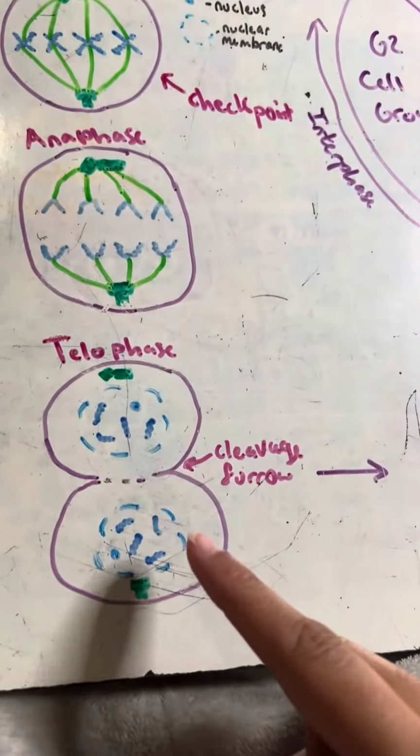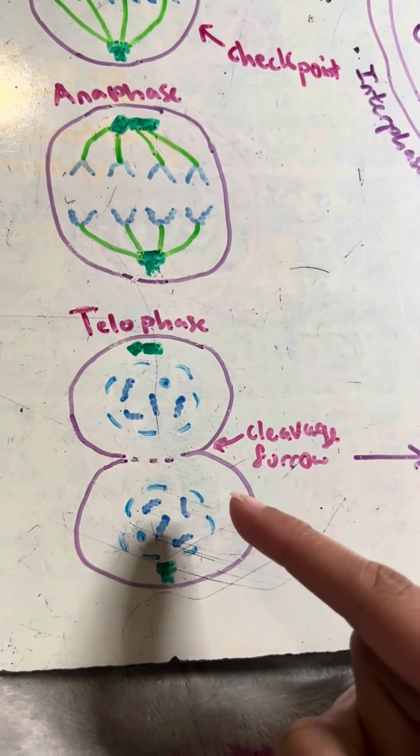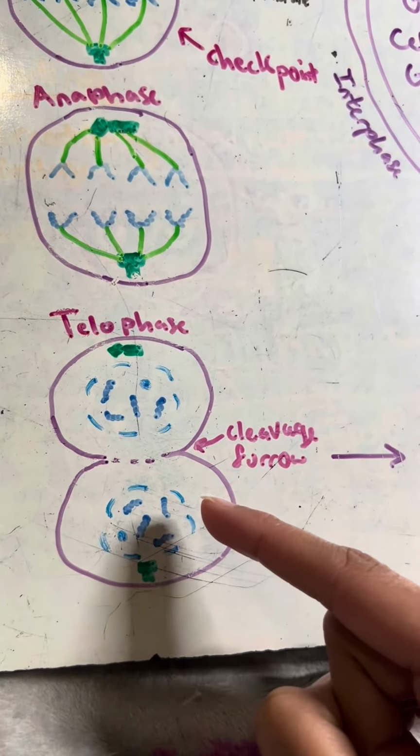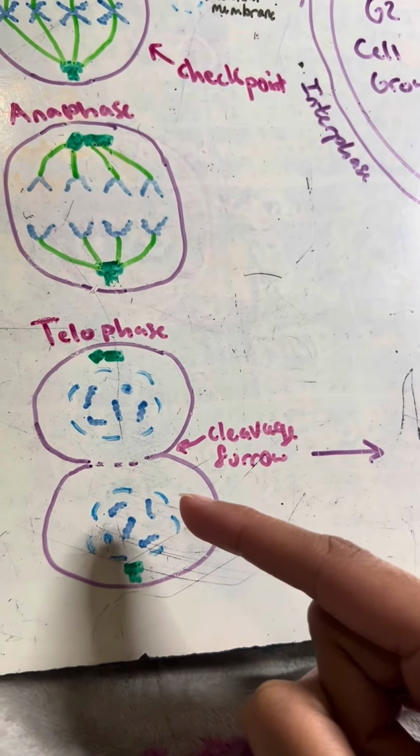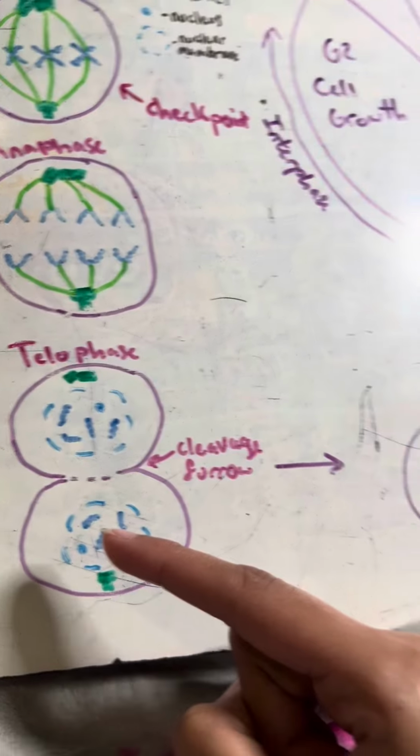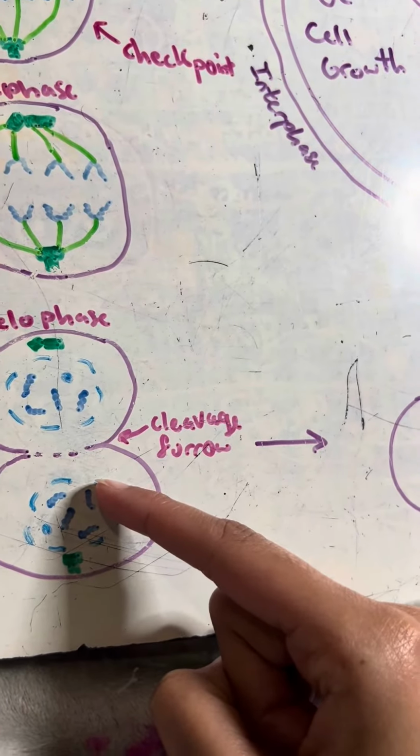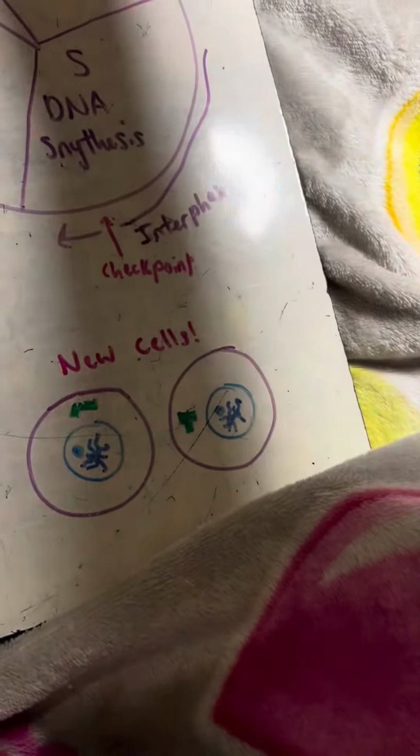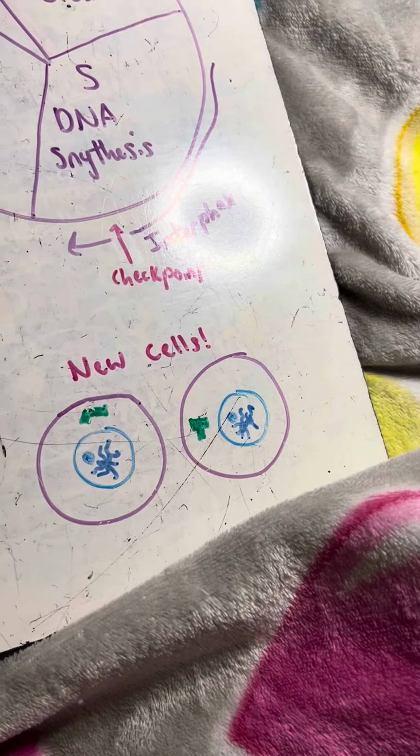Lastly, telophase. In this phase, the chromosomes start to decondense, the spindle fibers disappear, and the nucleus and nuclear membrane reform. I remember this phase because it kind of looks like a telephone, or maybe that's just me. In animal cells, a cleavage furrow is formed, and in plant cells, a cell plate forms. After this process, cytokinesis is complete, and 2 identical daughter cells are formed, which are called diploids. The cells will begin their processes and eventually undergo mitosis themselves.